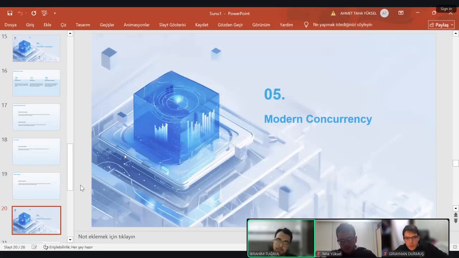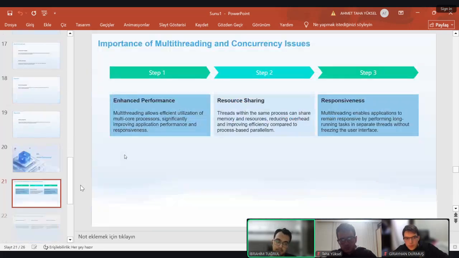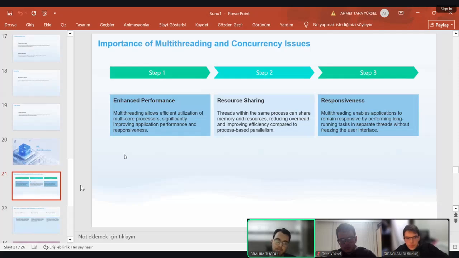And we have modern concurrency. Three steps of importance of multi-threading and concurrency issues. Enhanced performance is step one. Multi-threading allows efficient utilization of multi-core processors, significantly improving application performance and responsiveness. Resource sharing is step two. Threads within the same process can share memory and resources, reducing overhead and improving efficiency compared to process-based parallelism.